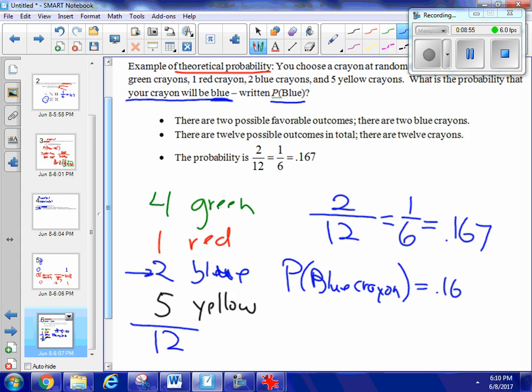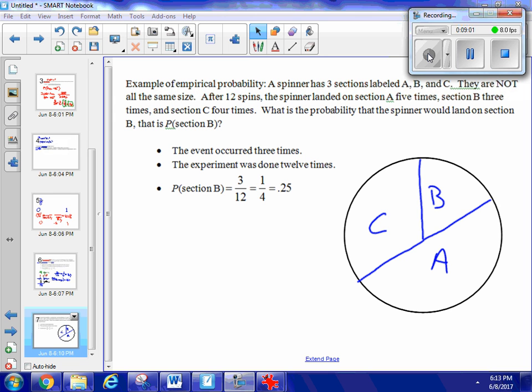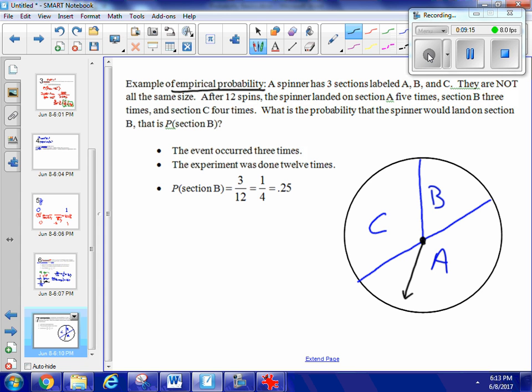So let's look at a different probability, another example. This one happens to be an empirical probability. We're basing it on some experience. And so here's a circular spinner. Let's put a little hand on it that'll spin around, right? You know how you flick it and it goes around? And we find out that after I spin it 12 times, it landed on section A 5 times, section B 3 times, and section C 4 times. I add those all up. I find out there were 12 times that I did it.